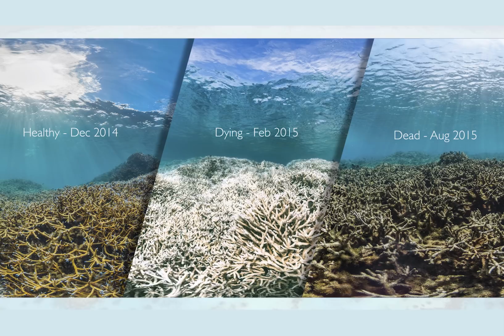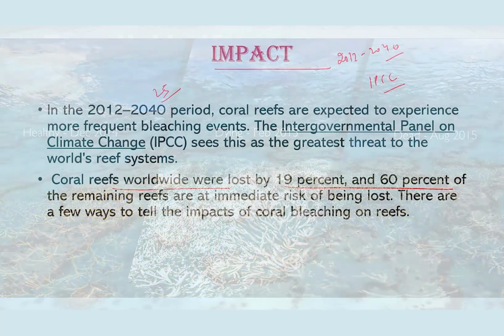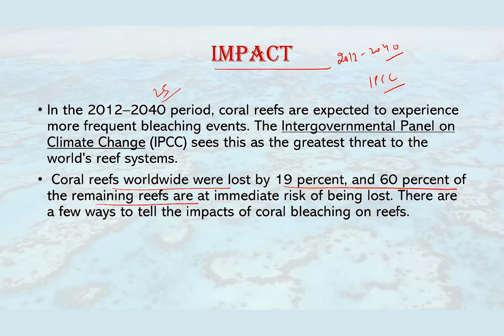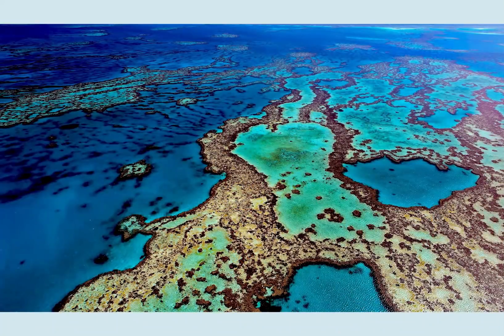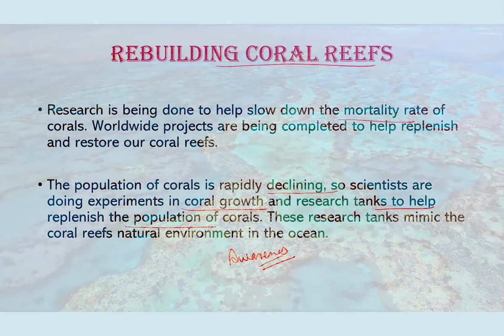So you can see coral reefs worldwide were lost by 19% to 60%, and the remaining reefs are at immediate risk of being lost. So this is kind of impact we are having on the ecosystem. So we should try to rebuild coral reefs. Research is being done to help slow down the mortality rate of corals. The population of coral is rapidly declining, so scientists are doing experiments in coral growth and research tanks to help replenish the population, and even awareness camps are being set up that what should be done by the society to help coral regrow and rebuild.